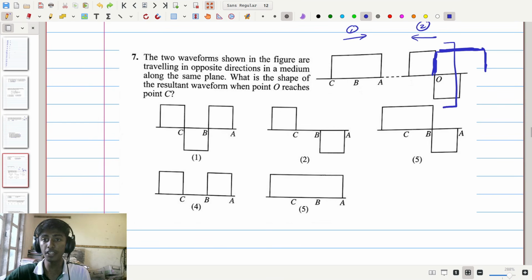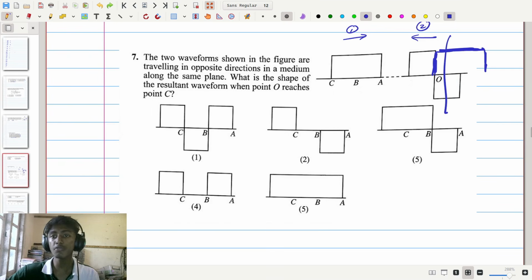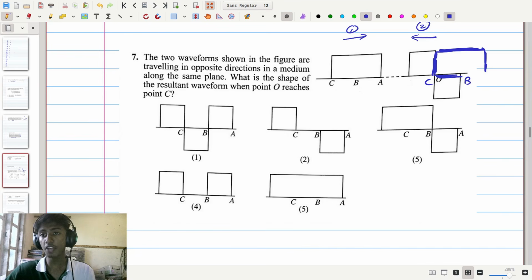Next, if we consider this middle section, there is interference between waveform 1 and waveform 2, and the interference is destructive. Due to that, waveform 1 and waveform 2 will cancel out each other, leaving us with 0 amplitude in between these 2 points. So in between the point C and this point, which is going to be B, we'll have 0 amplitude.